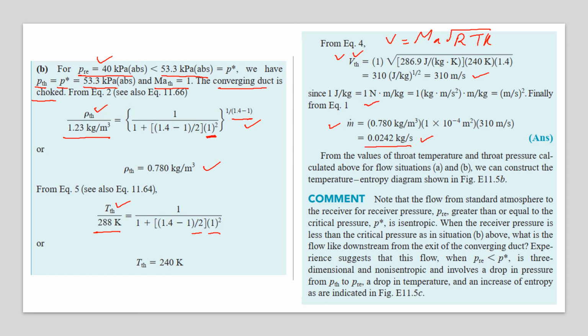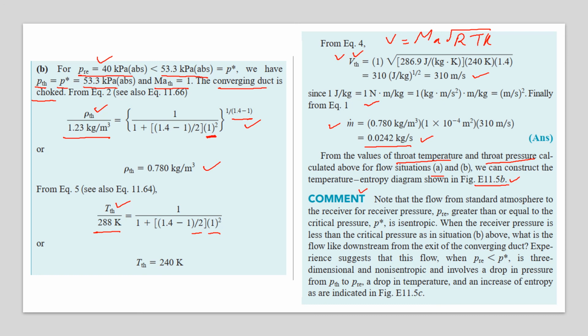So from the values of throat temperature and throat pressure calculated above for the flow situations A and B, we can construct temperature entropy diagrams shown in this diagram. I have not included the diagrams in this slide. You can go through this example in the book and see how these diagrams were constructed by using the equations that we just saw. So in the comments, just read out the comments. These are the points that we covered, but let's revise them.